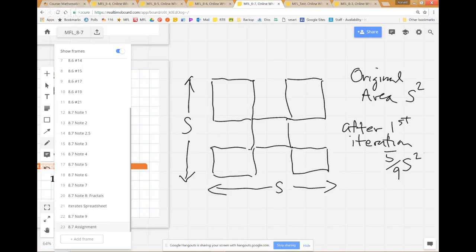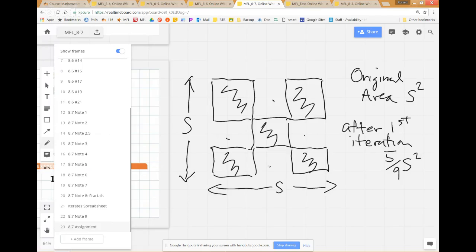So that's number 12. In other words, you got 1, 2, 3, 4, 5 out of the original 9 left. Okay. And then number 13 says, all right, what happens when you do it again?